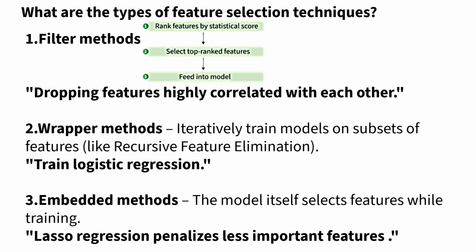The third method is embedded methods. The model itself selects features while training. So here, lasso regression penalizes less important features by shrinking their coefficients towards zero. Each method balances speed versus accuracy versus interpretability.